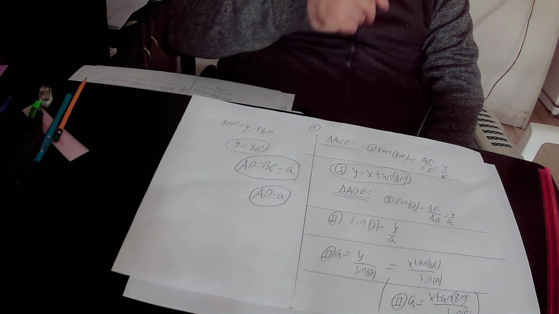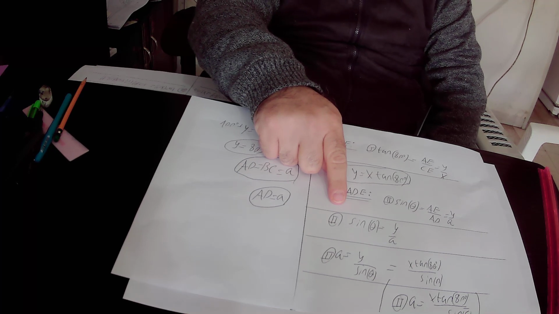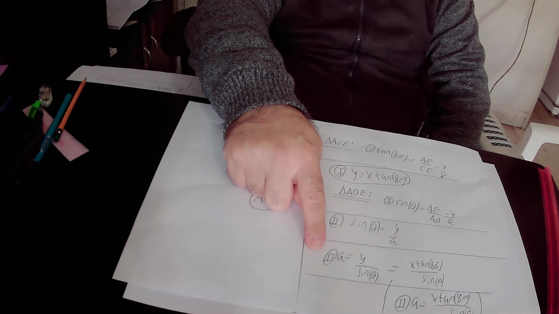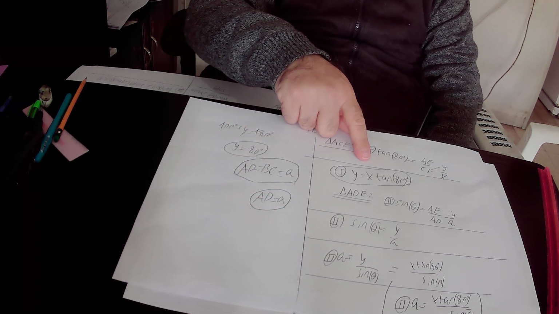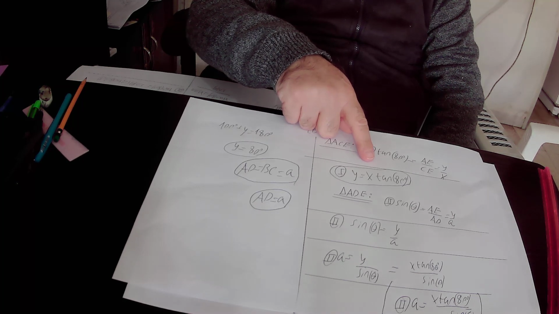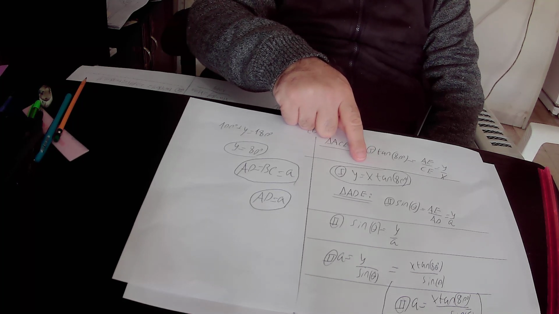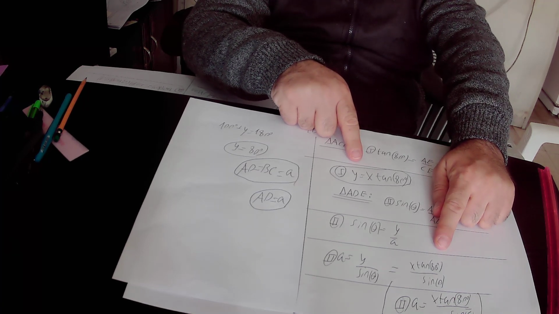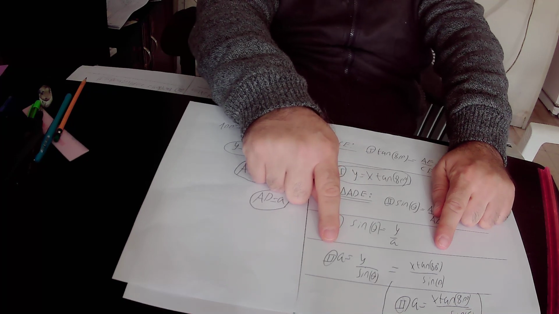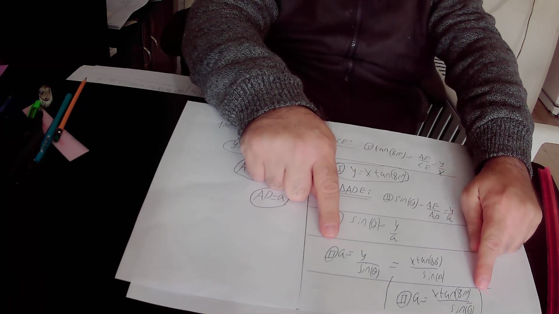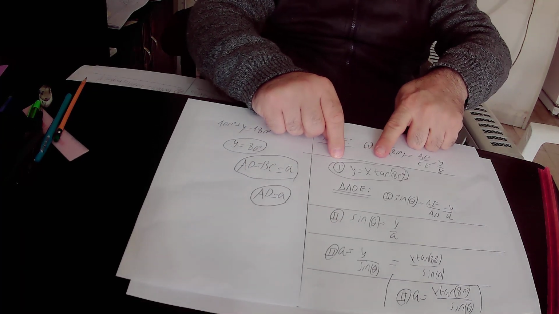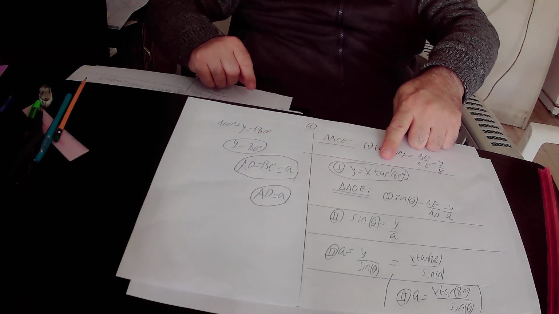Here we multiply equation number 2 by A, and then we divide by sine theta, and we got that A equals Y over sine theta. But Y equals X tangent 80 degrees, so we can substitute Y by X tangent 80 degrees. And we got that A equals X tangent 80 degrees over sine theta.